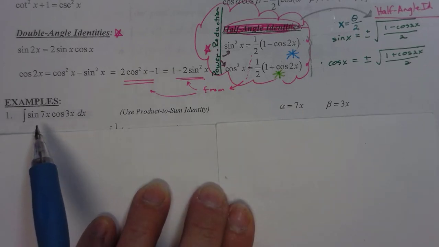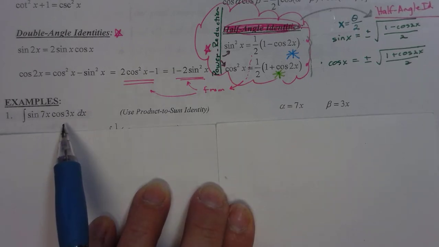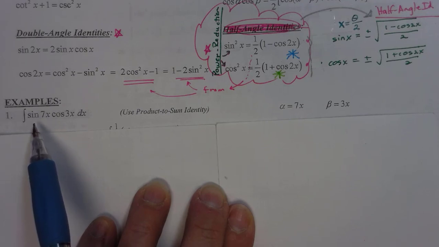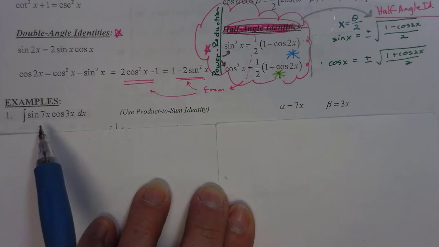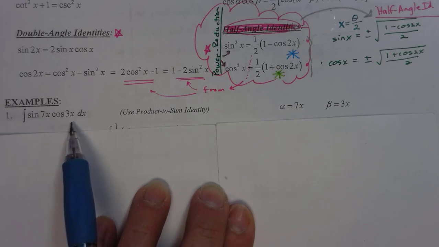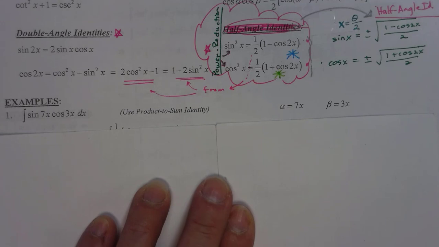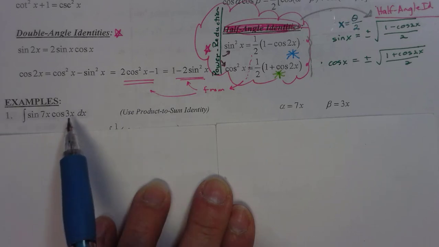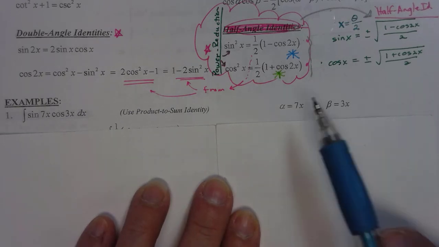If we notice, I look at sine here and cosine in my integrand. We know that cosine is the derivative of sine. I might think of doing sine of 7x is my u, and then my du would be 7 cosine 7x. I don't have the 7x here, so I cannot do this with my u being sine of 7x. But I can look at product to sum. This is a product, and I'm going to change it to a sum so I can integrate.